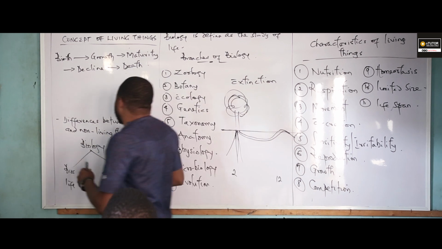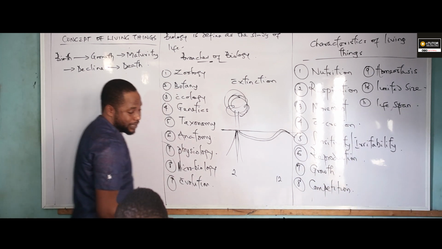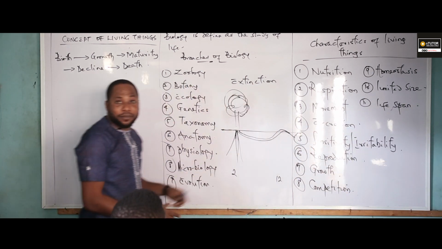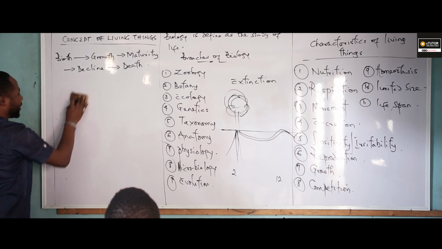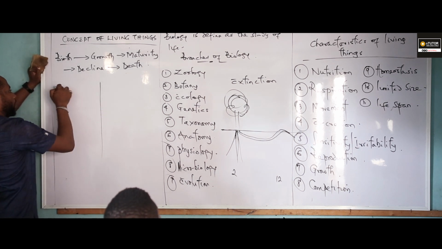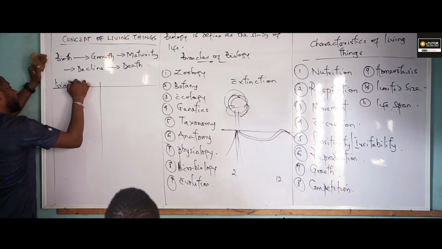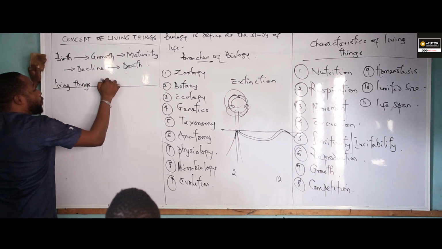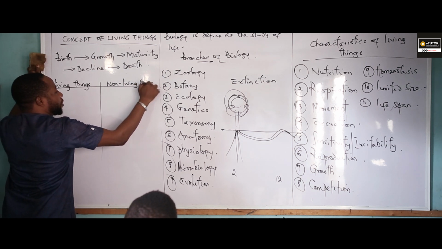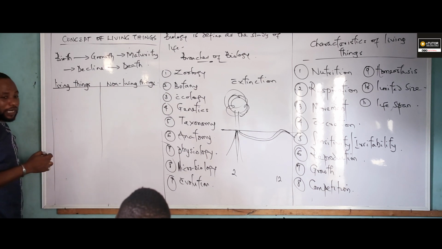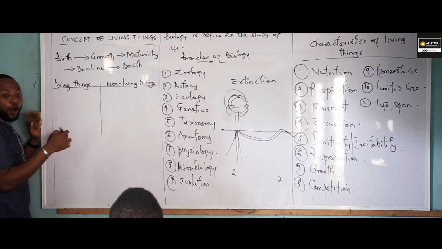So, finally, let's look at the differences between living things and non-living things before I entertain questions. To tabulate differences between living things and non-living things, we can use the characteristics. We have living things, and we have non-living things. The first one, living things can move. They can carry out movement, while non-living things cannot move.